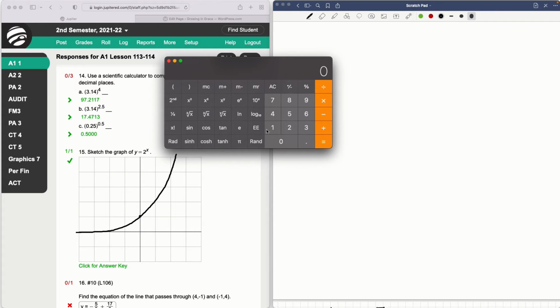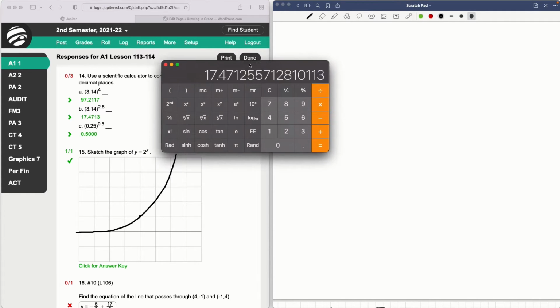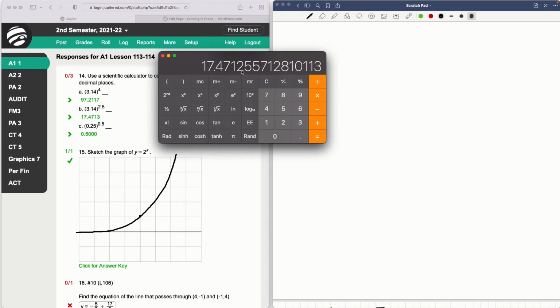Clear that. We'll do the next one. 3.14. Press the exponent key. And then the exponent is 2.5. So we press 2.5 equals. That's 17.471. And because this is 5, we rounded it to 3. Okay? So when you stop at a 4th decimal place, if you can round it up, round it up. That'll help. Because it does say to 4 decimal places there. So if you can round it, round it. So it's easy. You didn't even have to do anything on paper. You just had to put it in the calculator.